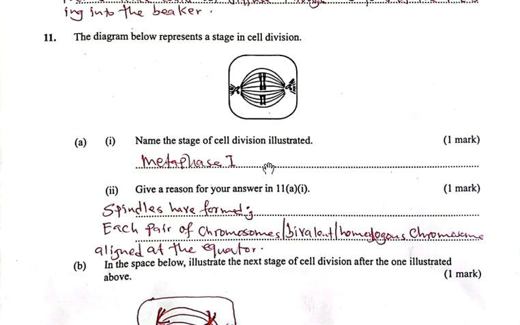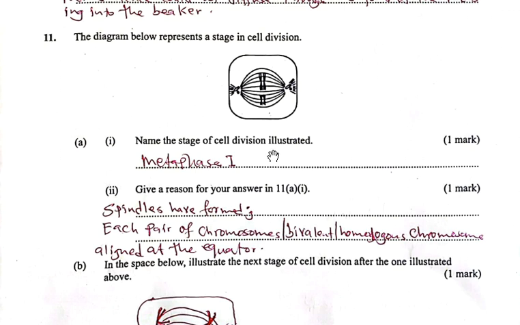Part A, Roman 1. Name the stage of cell division illustrated, and that is metaphase 1. Roman 2. Give a reason for your answer in A Roman 1 above. And the first reason, spindles have formed, and each pair of chromosomes, or the bivalents or the homologous chromosomes, are aligned at the equator.